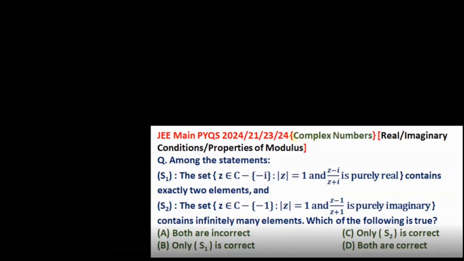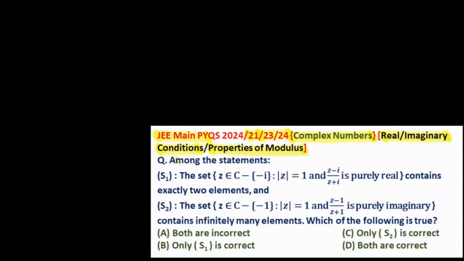Today's topic is complex numbers, and we shall be discussing how to evaluate sets based on the real and imaginary outcomes of complex fractions, because such questions returned prominently in JEE Mains 2021, 23 and 24. Here we have to consider real and imaginary conditions and use properties of modulus.